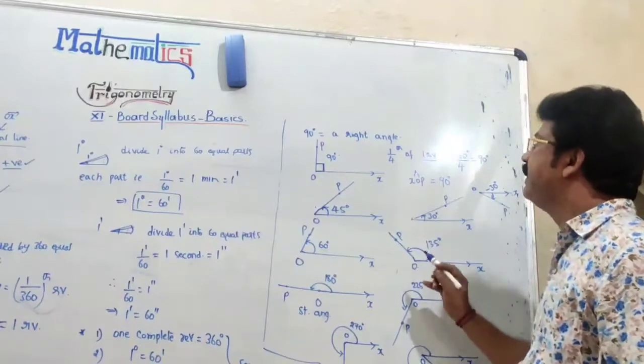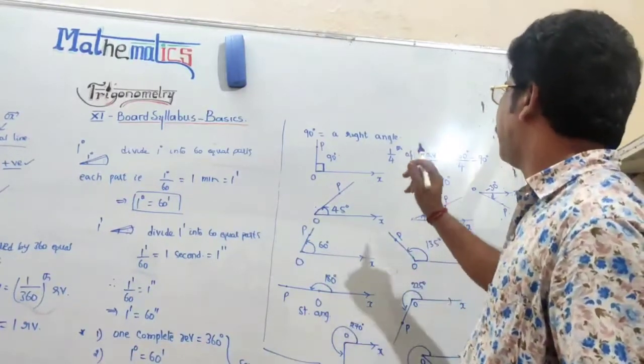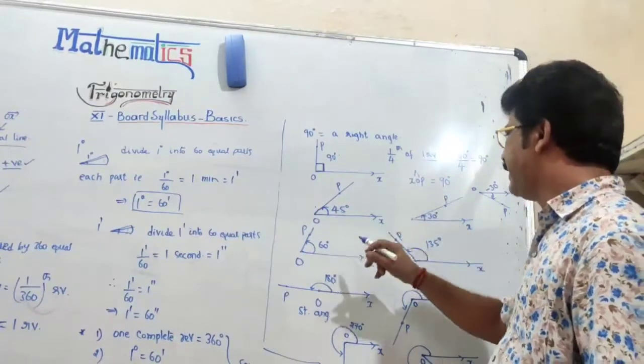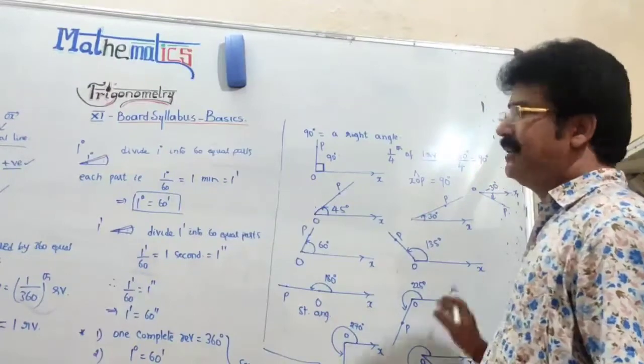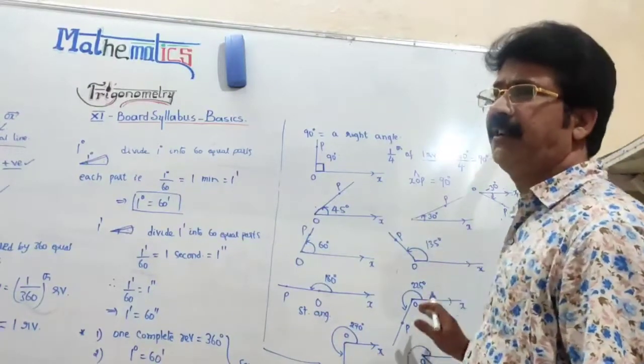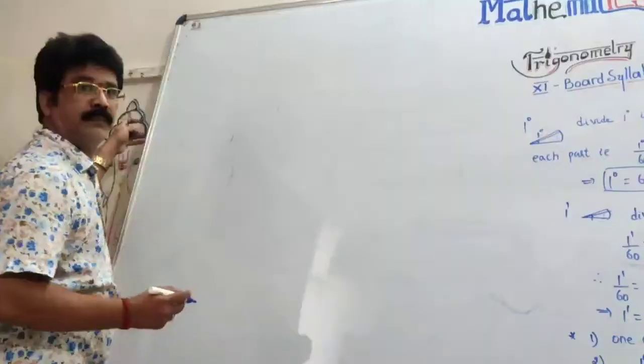So in different ways we are representing the different angles 30, 60, 45, 90, 180, 225, and next 270, 360, like that. This is the graphical representation of different positive and negative angles.